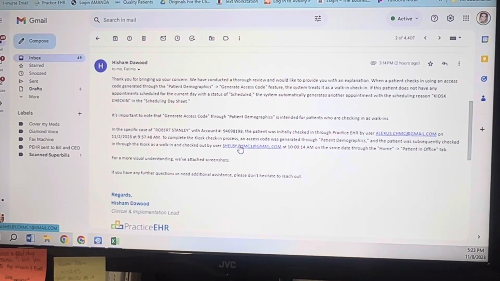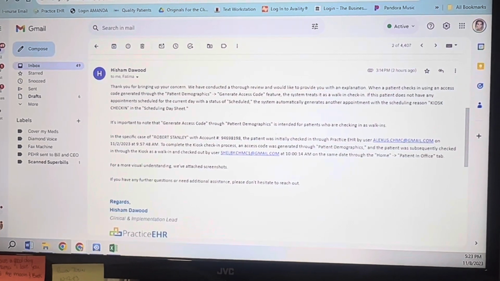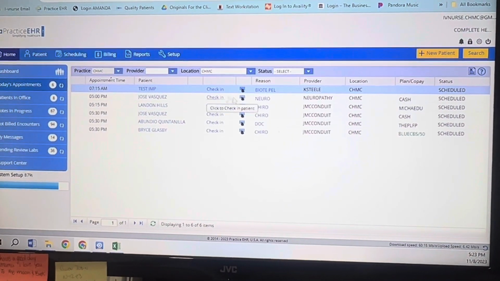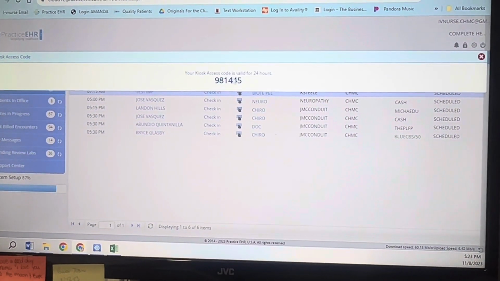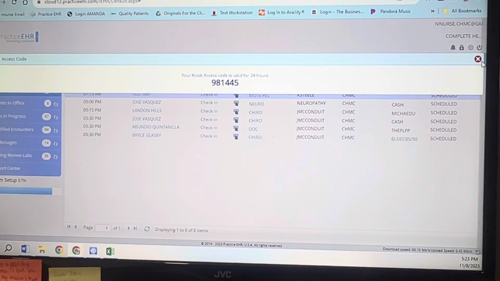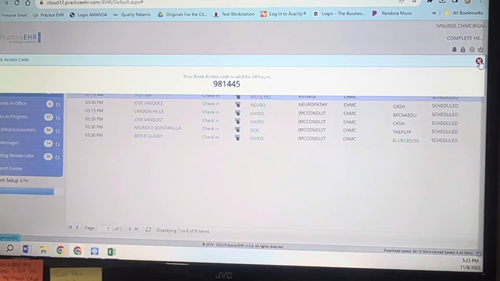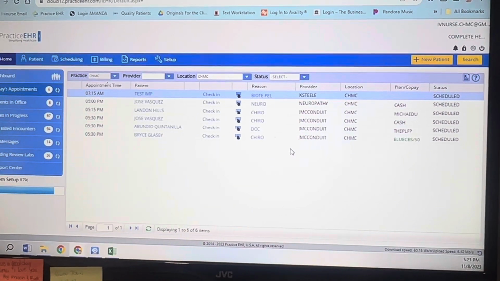Don't know if you can see that, because it was generated from just patients in office, and she just went like this. So I don't know if you can see who generates those or not, but it was generated by Shelby, checked in on the kiosk, and then Alexis started the note initially.